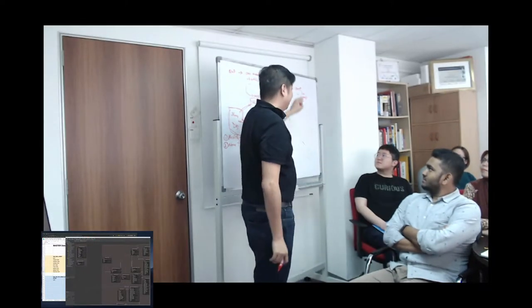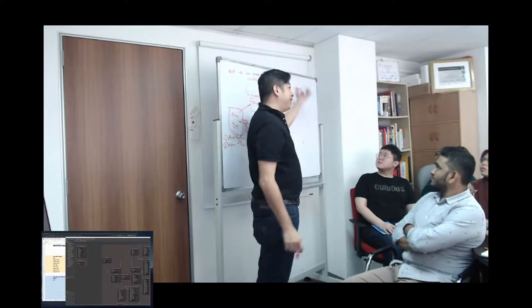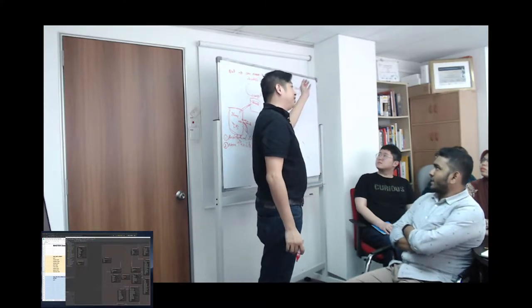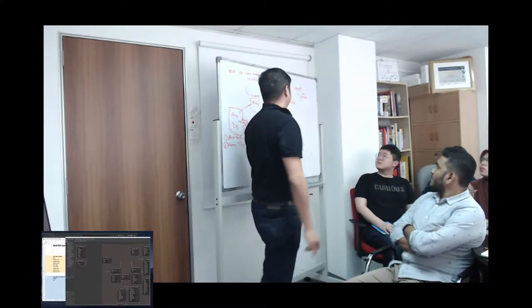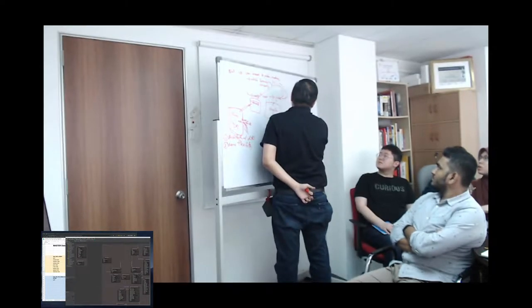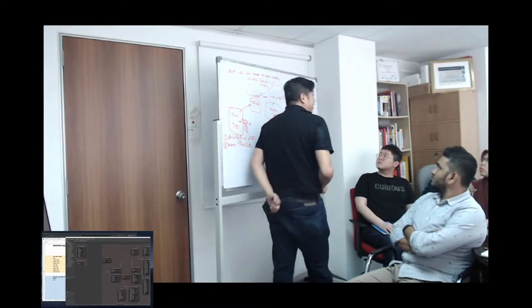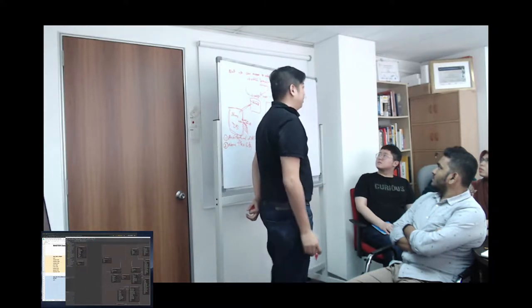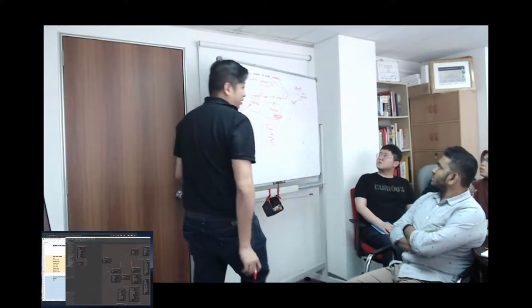Okay, so one group can have many different users, and one user can have many different groups. And then the group to the role, is it one to many, many to many, or one to one? One to one.